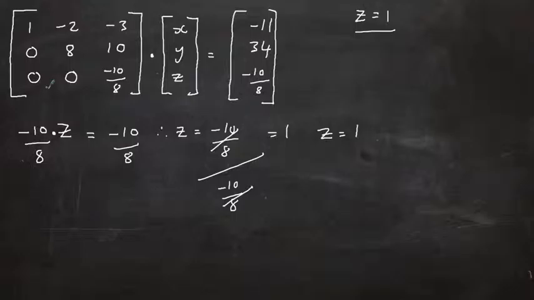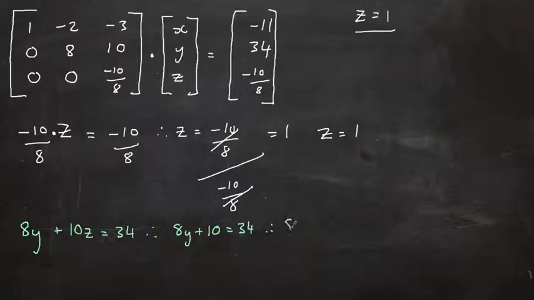So the next one we'll do is the second row, 0 lots of x plus 8 lots of y plus 10 lots of z, which we already know, equals 34. So rather than writing 0x, there's no point. I'll just do 8y plus 10z equals 34. But we know that z is equal to 1. So 8y plus 10 lots of 1, which is 10, equals 34.